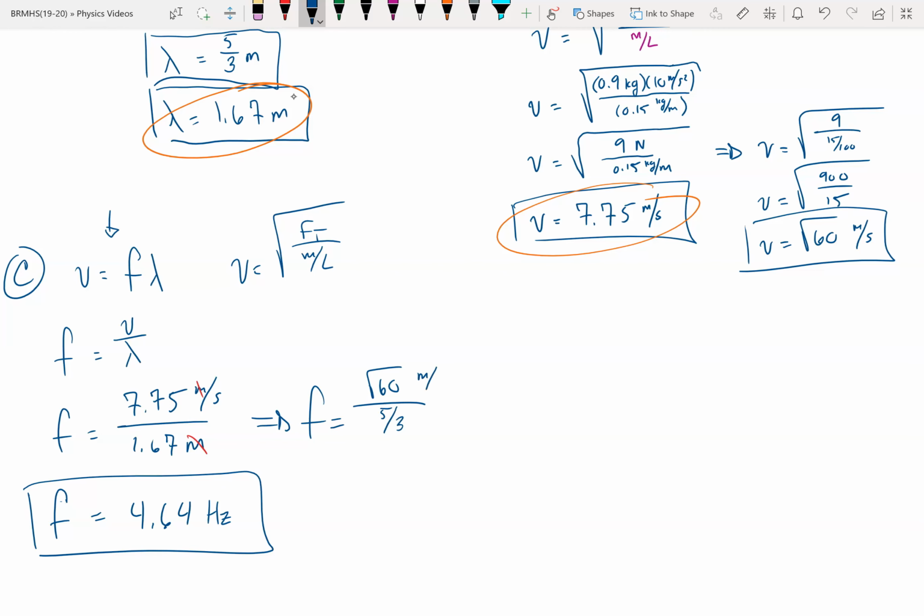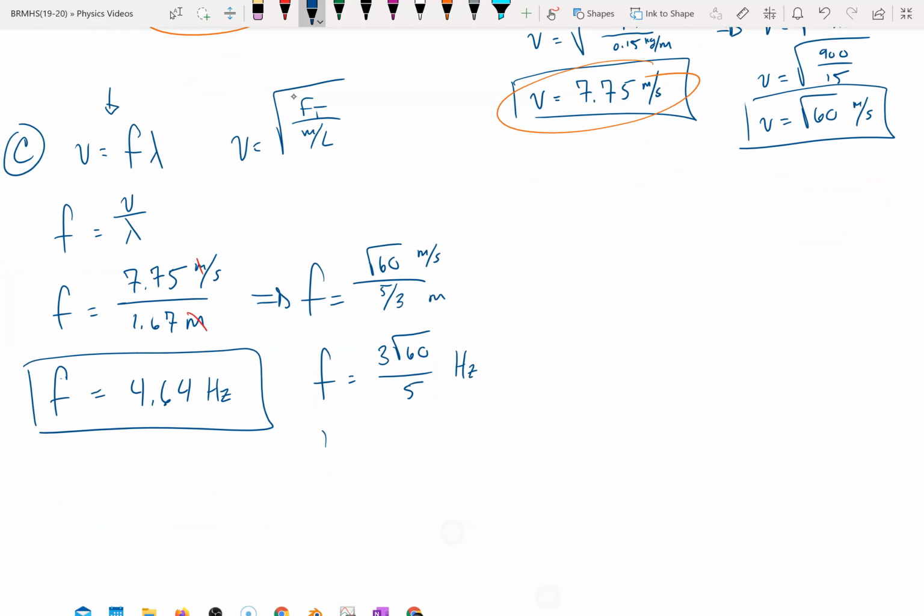All right, so this is meters per second over meters again. And so I've got 3 square roots of 60 over 5 hertz, because this is inverse seconds. Can we simplify that anymore? I don't think so. Huh? Is it 60? Oh, it's 6 square roots 15, right? Because we got 4 times 15, so I could simplify this. I should probably do that.